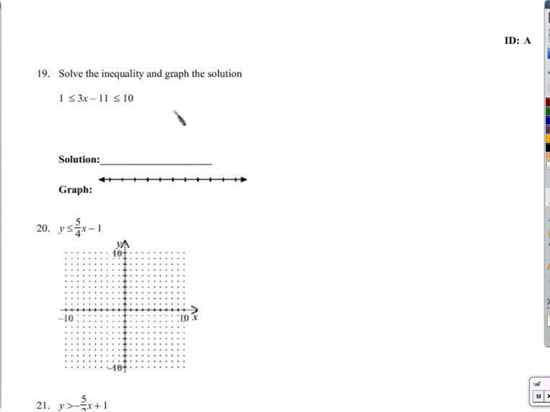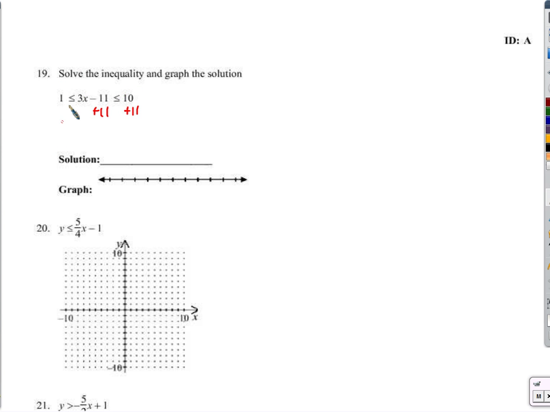You're going to solve the inequality and graph the solution. It's a compound inequality, okay? So it's basically this inequality and this inequality all rolled into one. So when we solve it, we treat it like this is one side of an inequality and this is the other side. Okay? And this is one side of another inequality and this is the other side of that other inequality. And if we were to be solving, say, this inequality right here, we would add 11 to both sides.